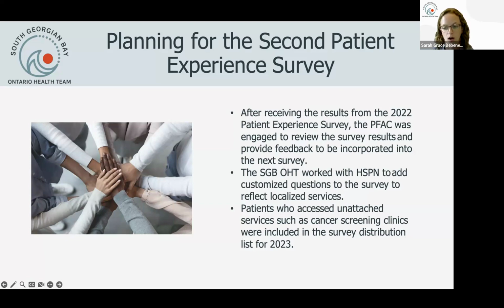And also our PFAC highlighted that it will be important to include both those that have access to primary care and those that don't, that we serve through some of our OHT projects, for example, our unattached patient clinic and our cancer screening services. So those patients were also included, with their consent, of course, to be sent the survey in our 2023 distribution. Next slide, please.